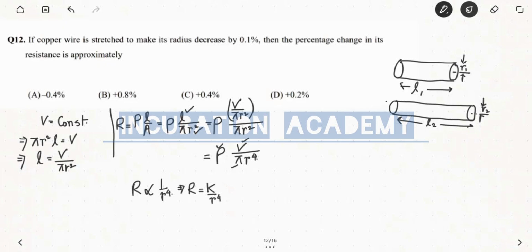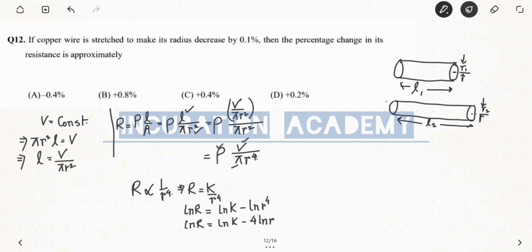Now if I want to calculate the percentage change, increase or decrease, a very popular method is to take the logarithm. ln R equals ln K minus ln r to the power 4, because it is in the denominator. So it is ln K minus 4 ln r, by a property of logarithms. So this is the whole equation.